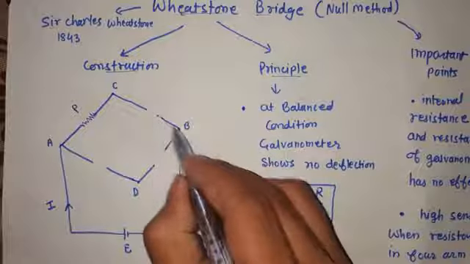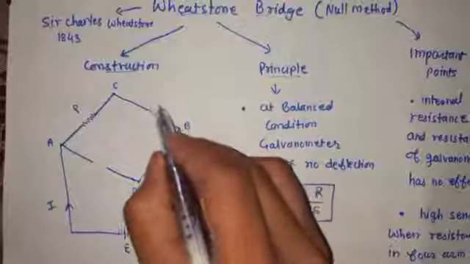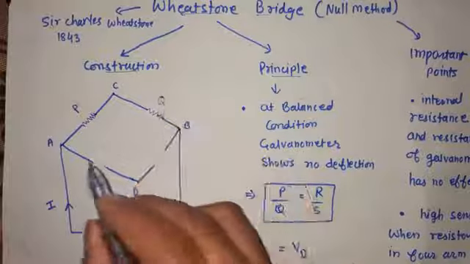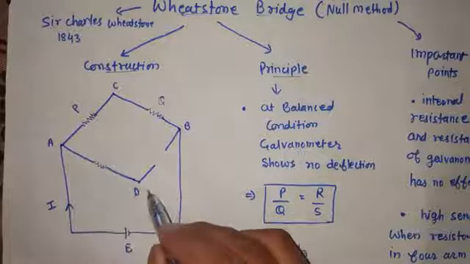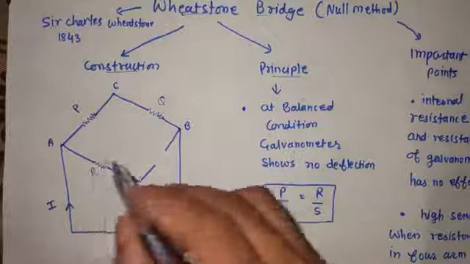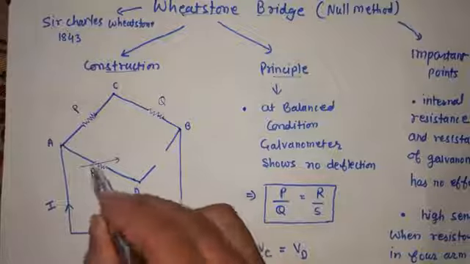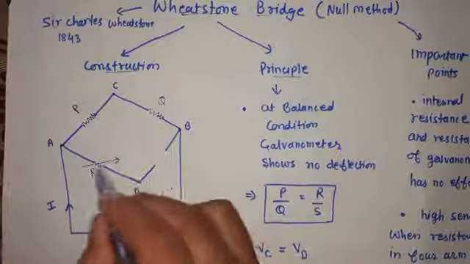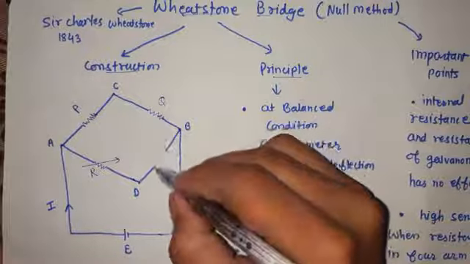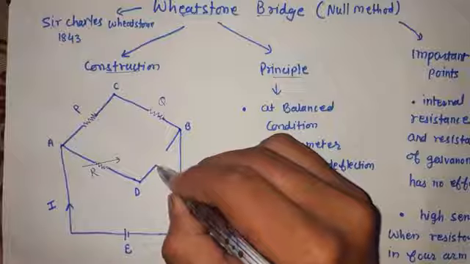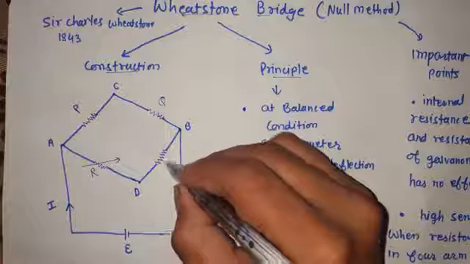In the second arm, C to B, there is another resistance connected, Q. And there is another resistance in the arm A to D, which is R. This resistance is variable, meaning we can change its value, so I have put an arrow over it, and the others are fixed resistances. Next, in the fourth arm we have the resistance S.